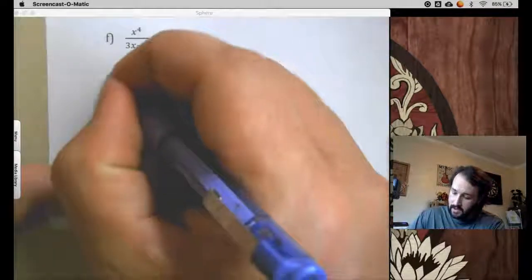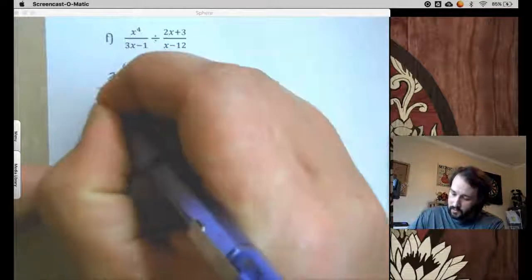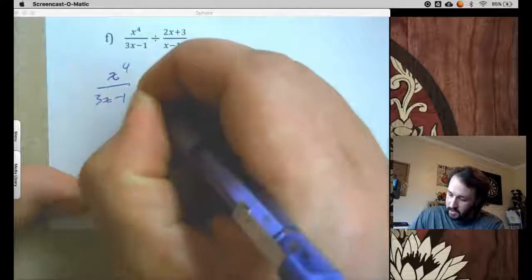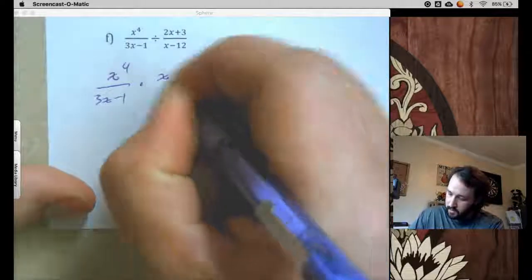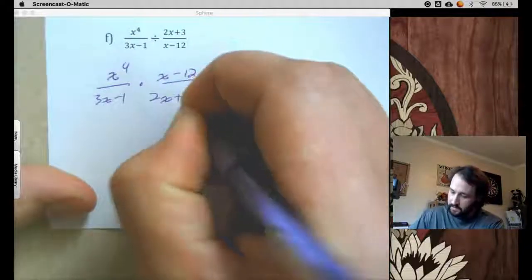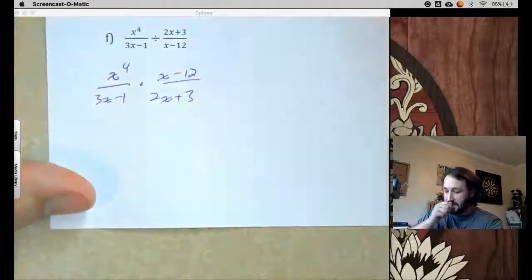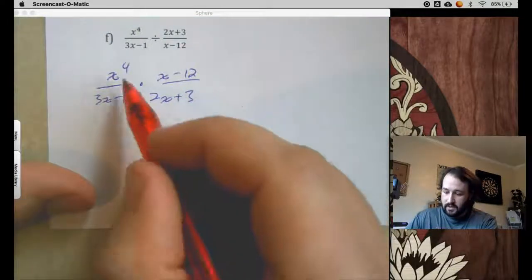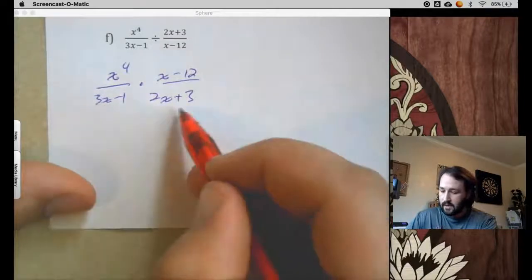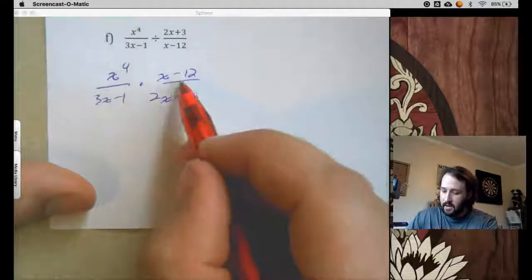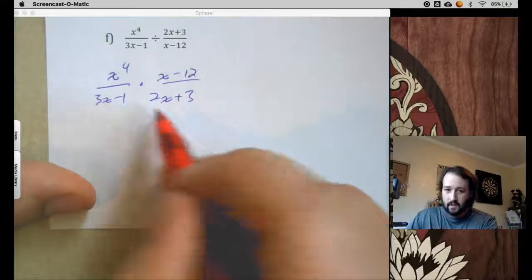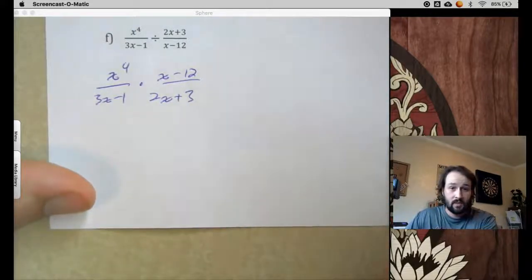All right, again, keep the first one the same. So x to the 4th over 3x minus 1 times x minus 12 over 2x plus 3. So I look for any reducing that I can do. And I don't see any because that's x to the 4th, and that has a minus 1, that has a plus 3, so I'm stuck there. That has a minus 12, and I can't do anything with those either. So I'm just going to have to multiply this straight out.